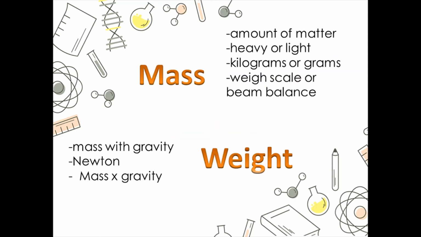Now let's review. Always remember that mass is the amount of matter in an object, and it is the reason why something is heavy or something is light. Mass is measured in kilograms or grams, and it is measured using a weighing scale or a beam balance. Now, as for weight, it is mass with gravity. Weight's unit is usually newtons, which is big letter N, and if you want to get the weight of an object, all you have to do is multiply the mass by the unit of gravity.